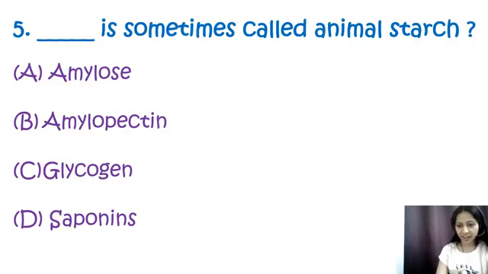So question number 5. What is sometimes called animal starch? So options are amylose, amylopectins, glycogen and saponins. So over here my correct answer will be C, that is glycogen. Glycogen is sometimes called animal starch. It is a multi-branched polysaccharide of glucose units that serves as a form of energy source in animals. So my correct option will be C, that is glycogen.